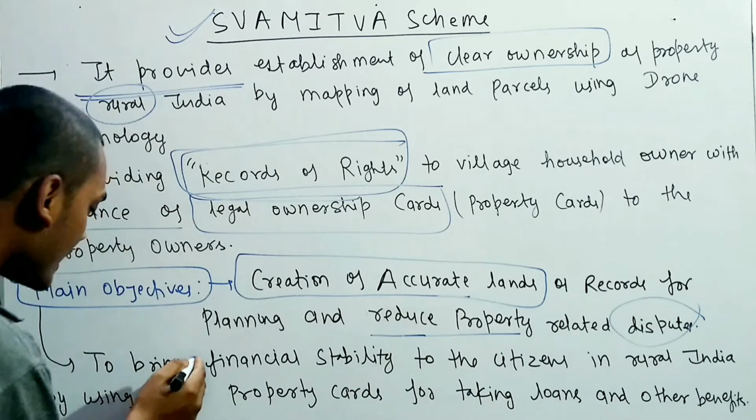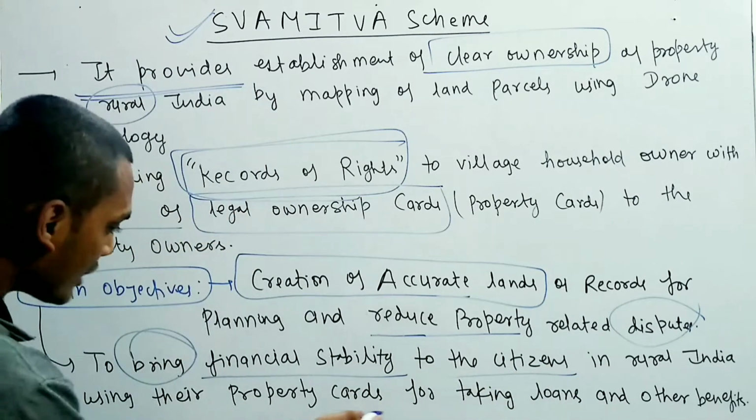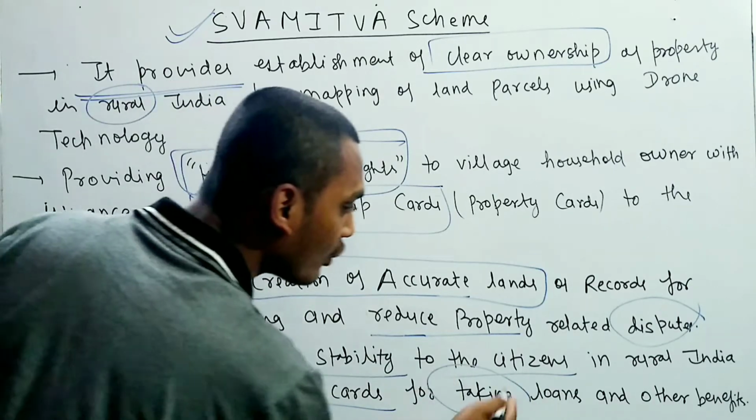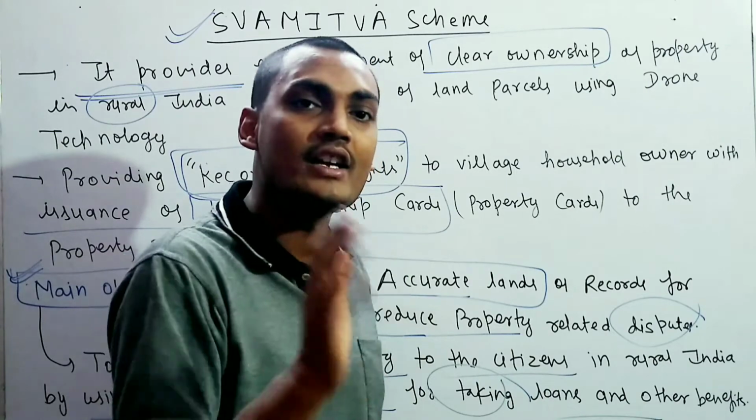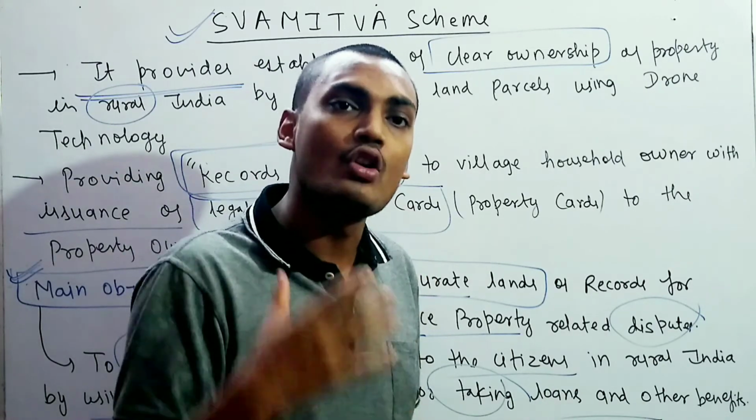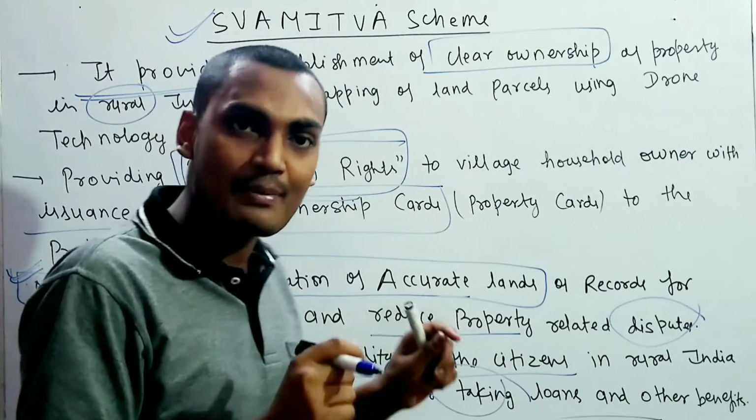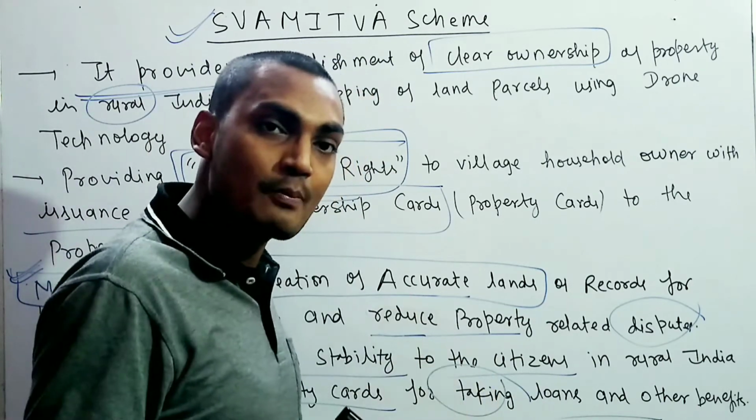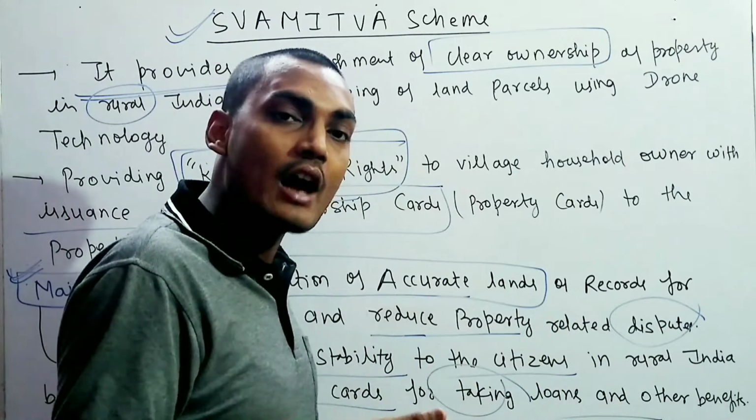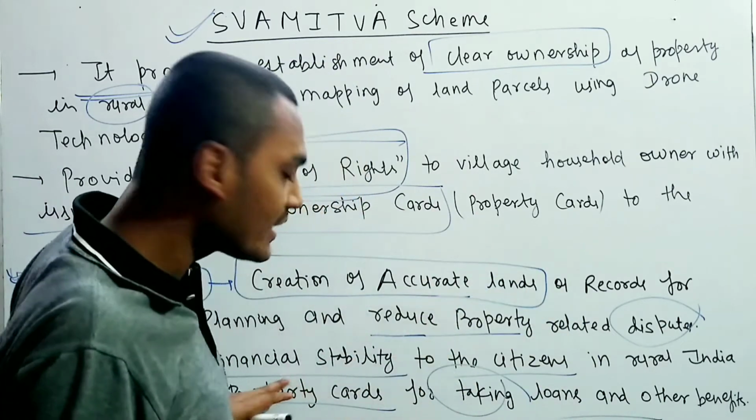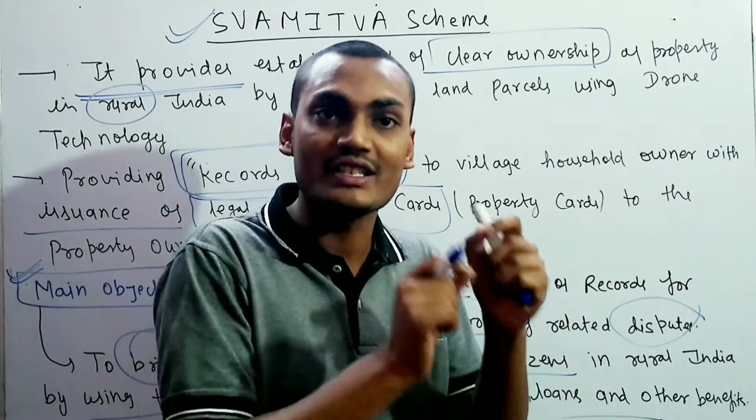Another is to bring financial stability to the citizens in rural India using their property cards for taking loans and other benefits. As you know, if you want a loan from banks, you have to provide some collateral, either gold, house, property or anything, to bring financial stability. So if they want a loan, they will provide the ownership property card to the bank, it works as collateral, and banks will provide a loan. That will bring financial stability to rural India and basically the rural people. This is the second objective.